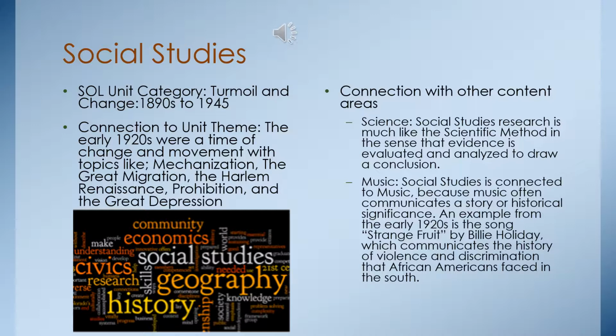The particular social studies unit that applies for this 6th grade unit theme would be Turmoil and Change from 1890s to 1945. The connection to the unit theme is that the early 1920s were a time of change and movement, with topics like mechanization, the Great Migration, the Harlem Renaissance, Prohibition, and the Great Depression.